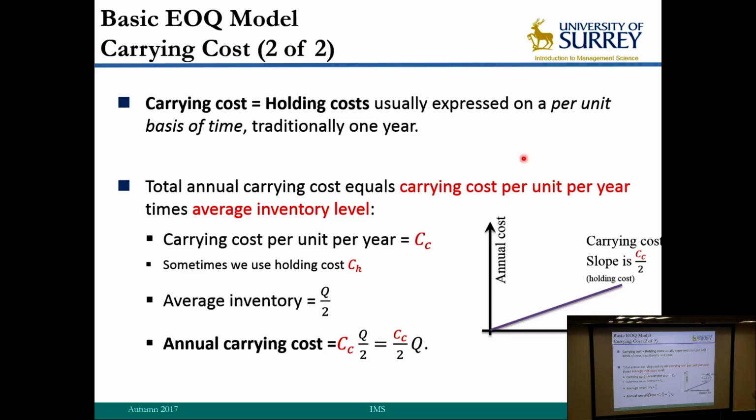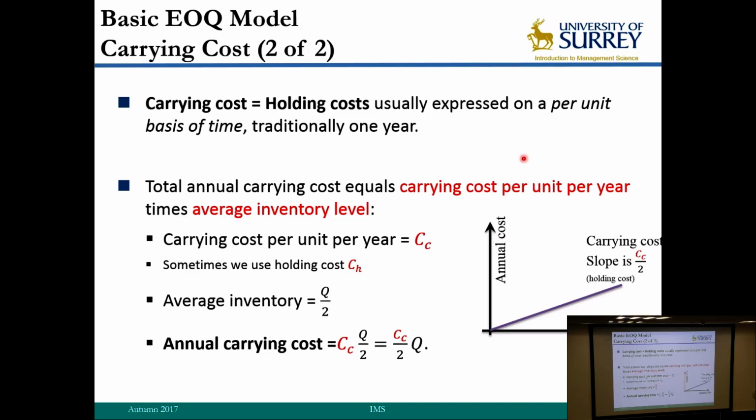Okay, if you think about annual carrying, yes, please. I just don't understand why we multiply by Q divided by 2. Why don't we multiply by 2Q times Cc, because that would be the cost for the whole year? Why do we have to do it on average?